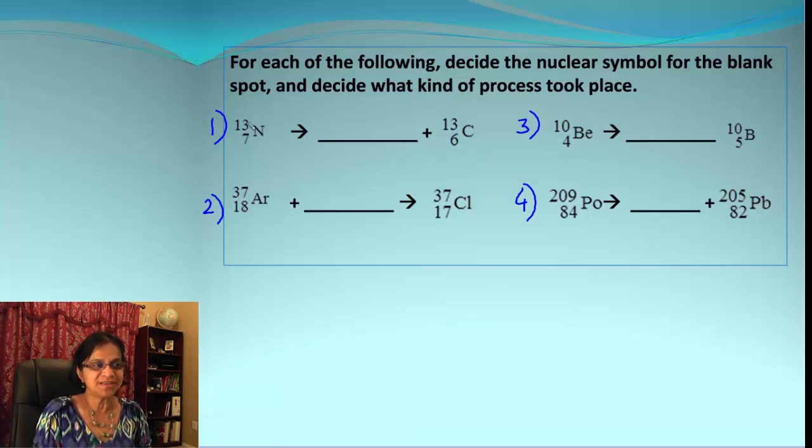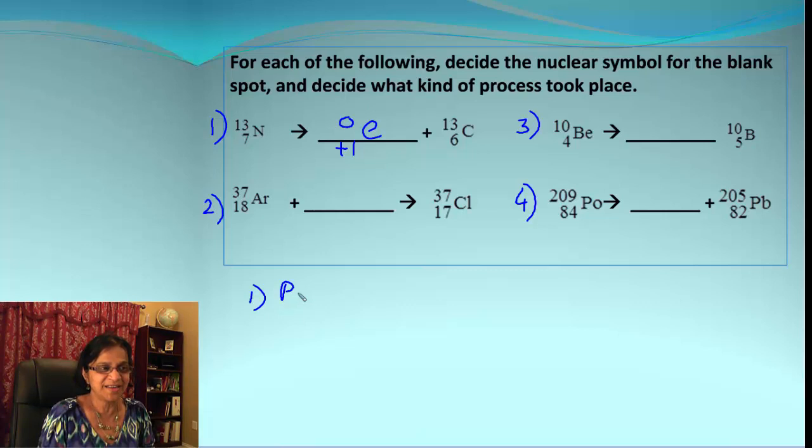We have nitrogen with 13 and 7 as the mass number and atomic number, and the resultant product is carbon with 13 and 6 as the mass number and atomic number. So that means the particle which is decaying should have 0 as the mass number, and we should have positive 1 over here. Which particle could that be? That must be a positron. So reaction 1 is positron decay.